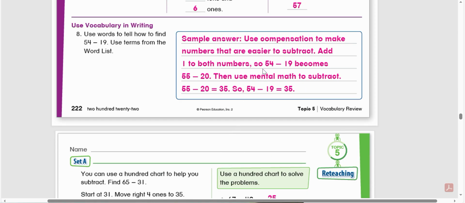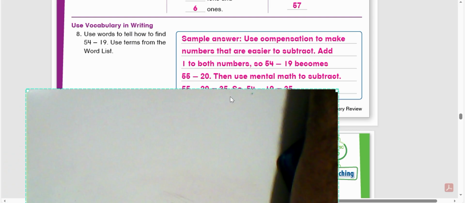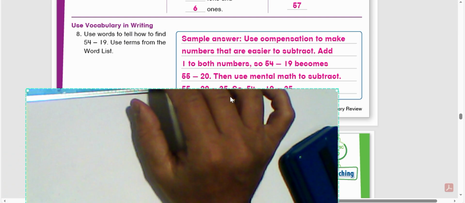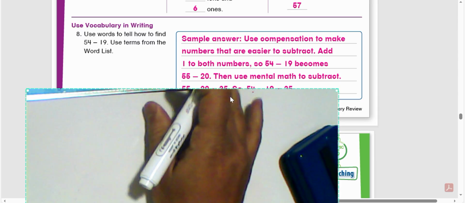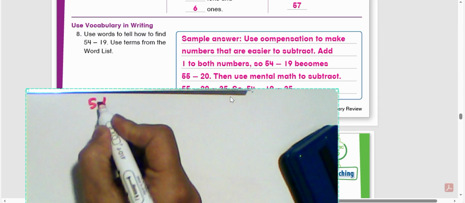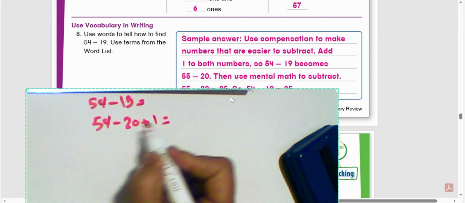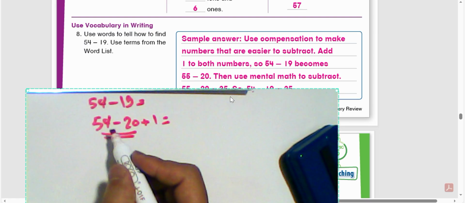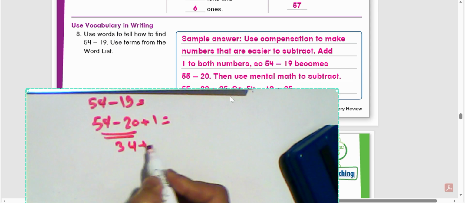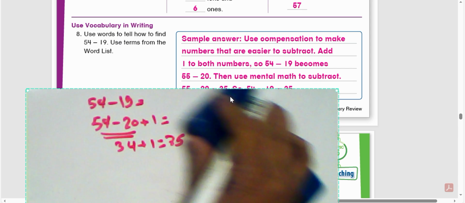Next question. Use compensation to make numbers that are easier to subtract. Add 1 to both numbers. So 55 subtract by 20 becomes the answer. You can use the answer here about number line like this. Look at the tips. 54 minus 19. We can write 54 subtract by 20 plus 1. We can find the difference between two numbers. 4 minus 0, 4, 5 minus 2, 3, plus 1 equals 35. The answer here will be 35.